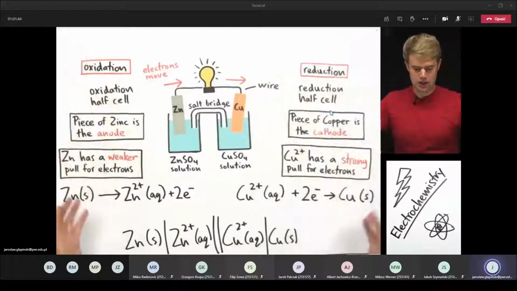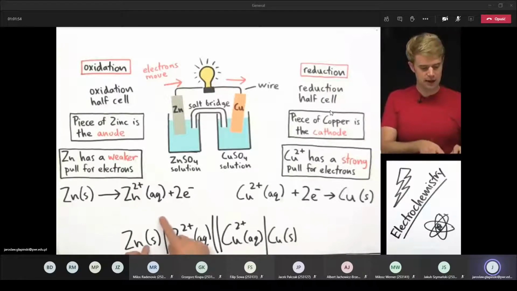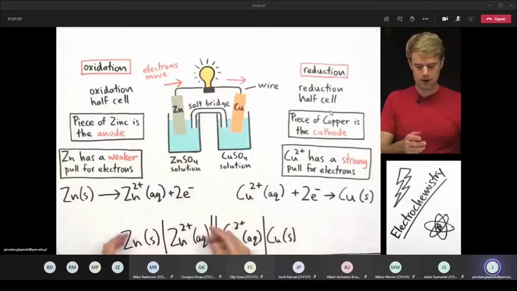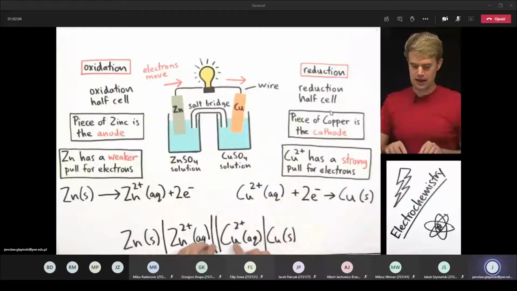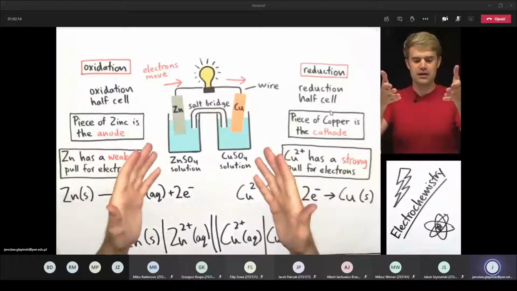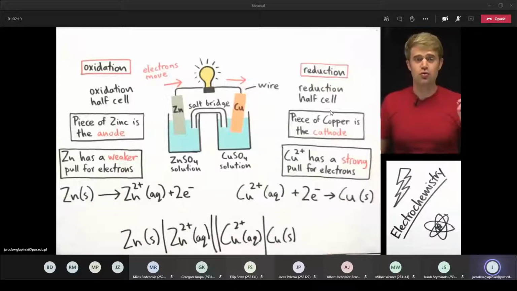And then finally, we can sum all of this up by writing this cell diagram or cell notation, which shows everything that's happening in a shorthand abbreviated form. Zn solid, then a line, Zn2+ aqueous. This shows the oxidation part. Then we have these two lines representing the salt bridge or the boundary between these two cells. And then we have the reduction part, Cu2+, line, giving us Cu solid. So that is how a device like a galvanic or voltaic cell uses a chemical reaction to create electricity.